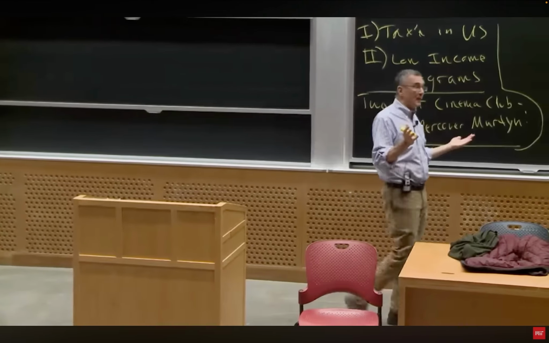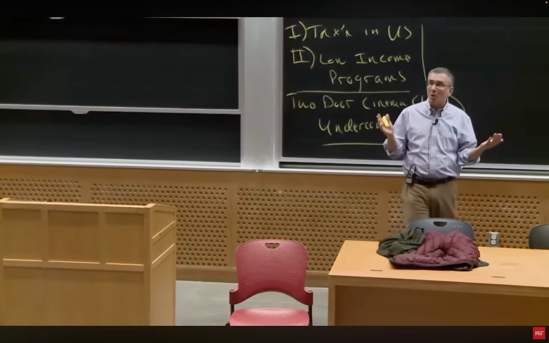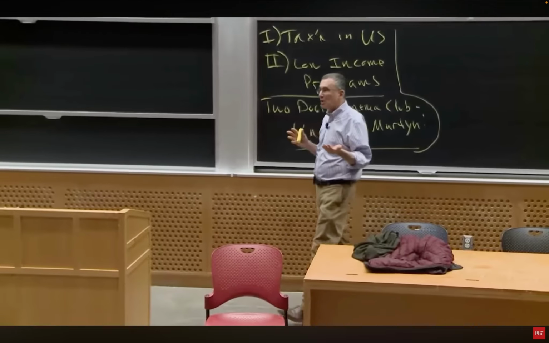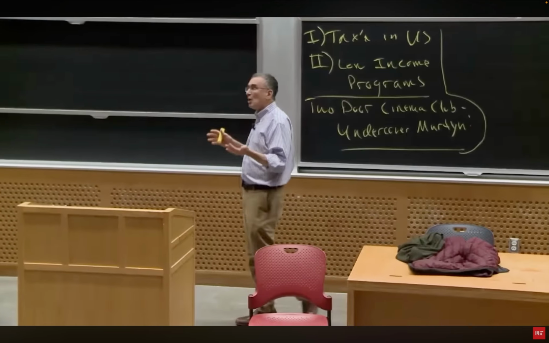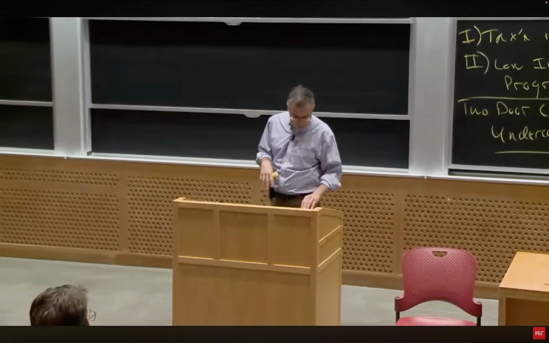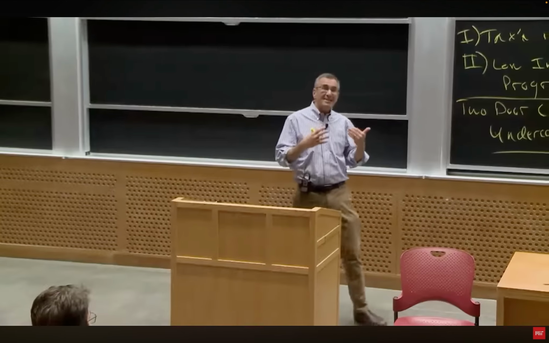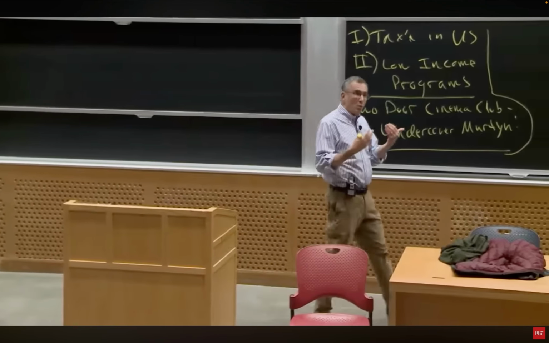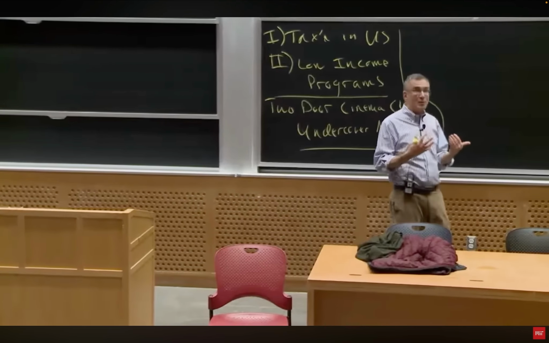Okay, we know how to maximize the size of the pie. We learned that, we're done with that, we're done with perfect competition. We know how to maximize the size of the pie. The question is, is it worth shrinking the pie to redistribute the resources? Now, what I want to talk about today is how we do it in practice. What do we do in practice to actually redistribute money in the US?